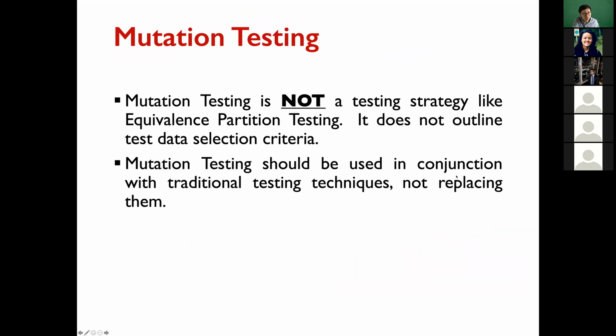So mutation testing is not a testing strategy like equivalence partition testing. It doesn't outline test data selection criteria. It's a way to evaluate the effectiveness of your test cases or your test strategy. So it should be used in conjunction with traditional testing techniques, not replacing them, okay?